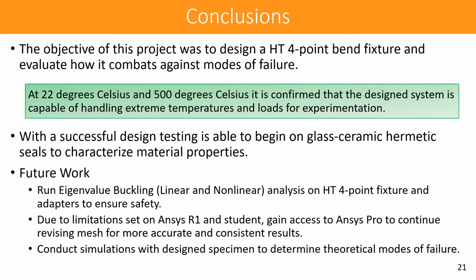Finally, with our conclusion, the objective again for this project was to design a high temperature 4-point bend fixture and evaluate how it combats against modes of failure. This is in green because at 22 degrees Celsius and 500 degrees Celsius, it was confirmed that the design system is capable of handling extreme temperatures and loads for experimentation. With these successful design, testing is now able to begin on glass ceramic hermetic seals to characterize the material properties.